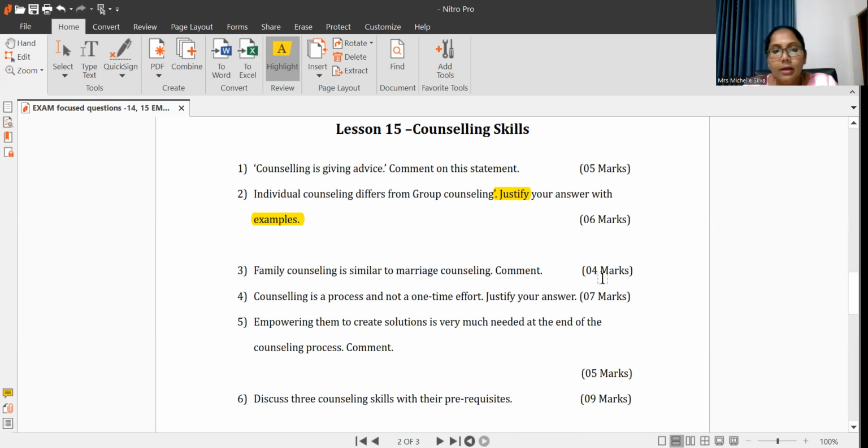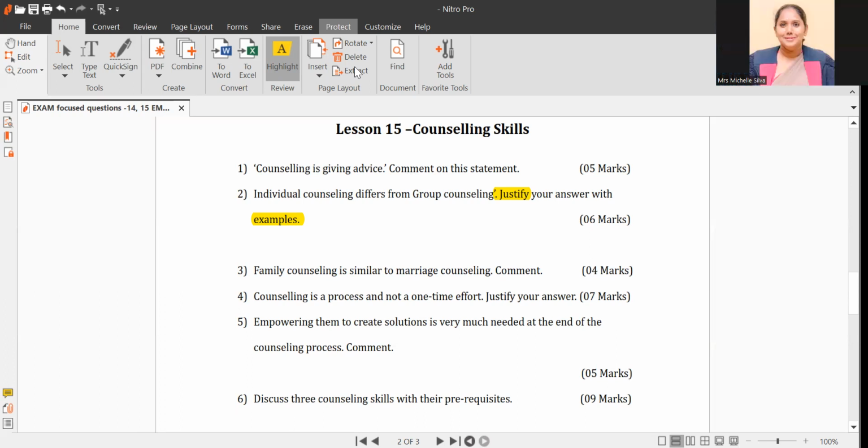Okay, then when we are discussing the steps, initially you have to tell, yeah, counseling is not a one-time game. It's a process. It's a lengthy process. According to the severity of the problem, the lengthiness of the time will be decided. Likewise, you have to tell.